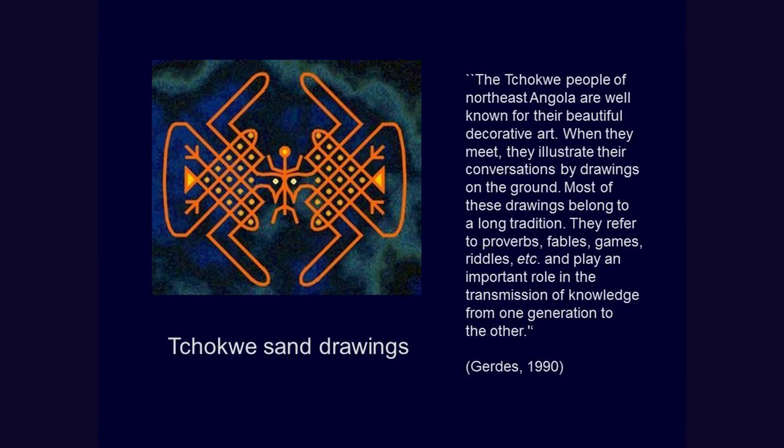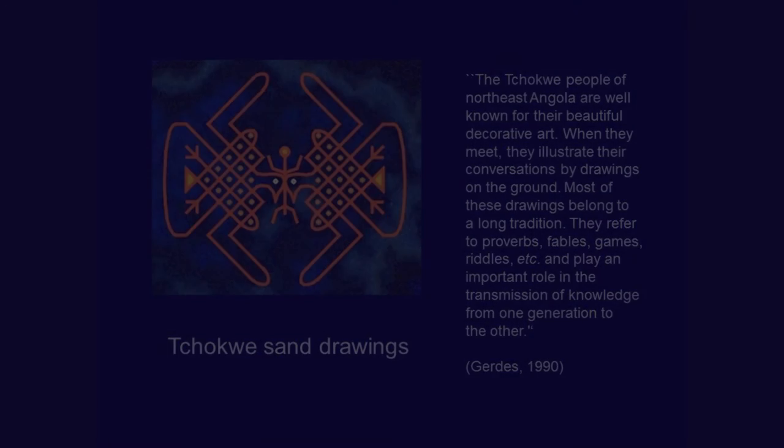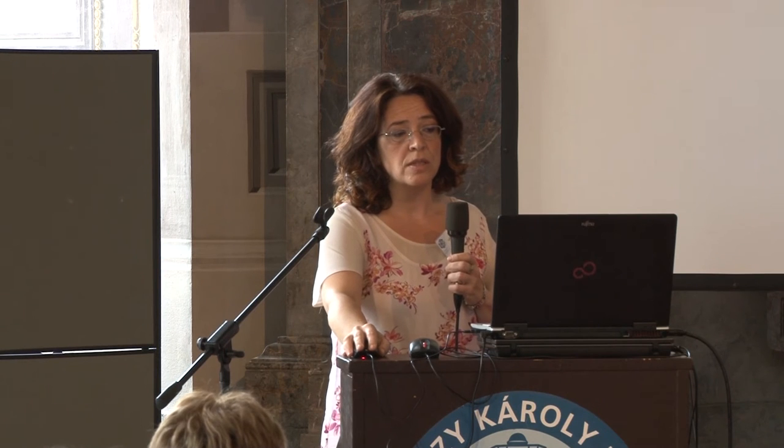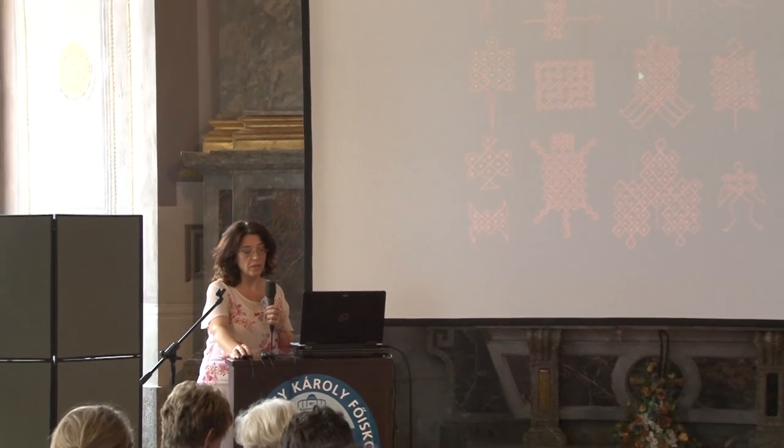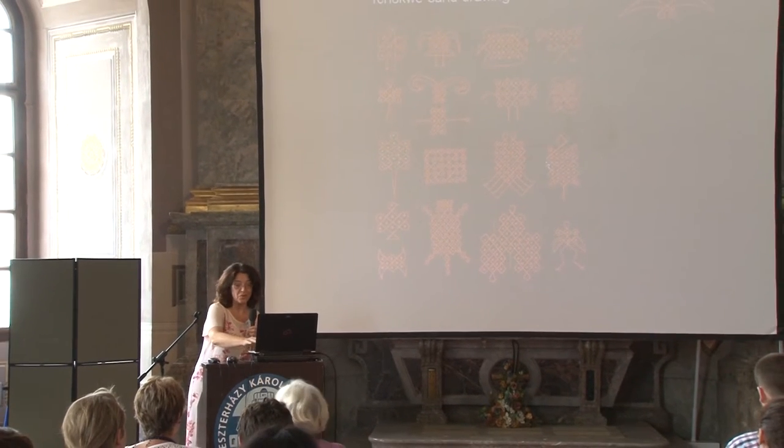Here we have some more examples of Chokwe sand drawings. It is light, but I hope you can see. There are a lot of motifs from nature, a lot of animals or people. What we can see is a set of equidistant points in rectangular grids, and these lines just go all around them. Here we have examples mostly made by just one curve, but it is not the rule. It is nice if it is only one. Here we also have one bird, and here we have two persons, probably a man and a woman.